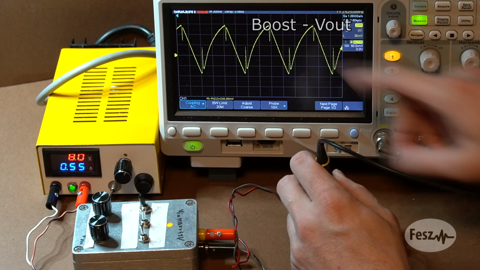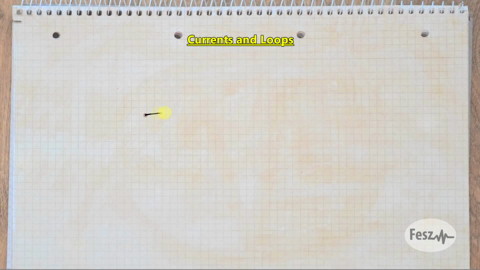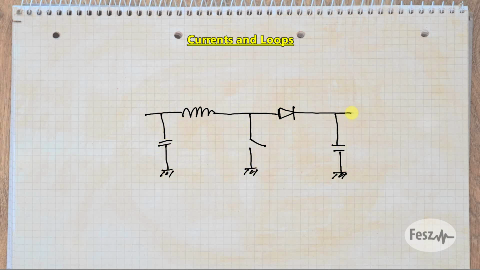To better understand the source of this, let's turn to a current analysis first. Now, when analyzing the current in a switching converter, it's usually drawn as it flows in loops.